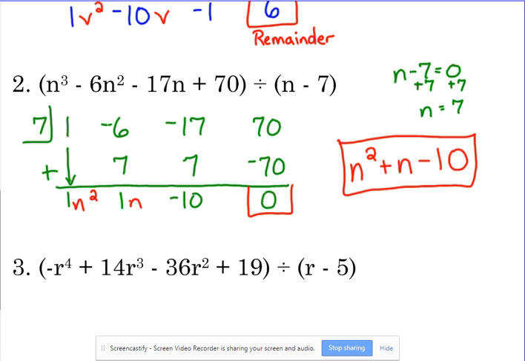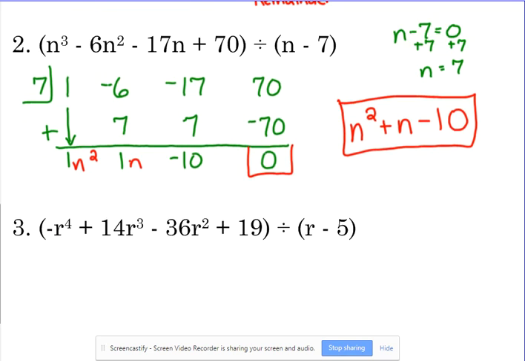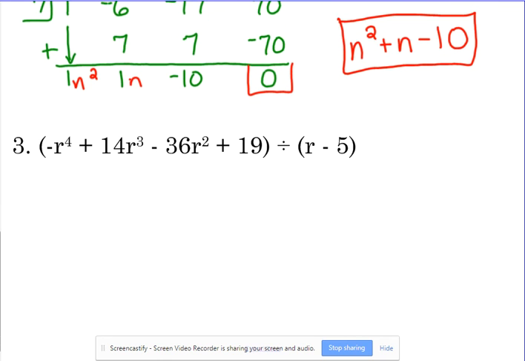Okay, all right. Let's do a couple more just to make sure that we're all on the same page here. Okay, 5 is going to go on the shelf on this one, r minus 5. So 5 goes on the shelf. That leading coefficient's not positive 1 this time, it's -1. Notice, because it's negative r to the 4th.